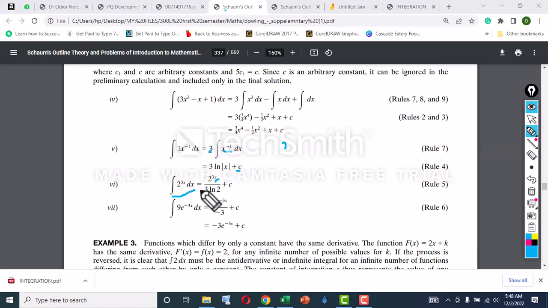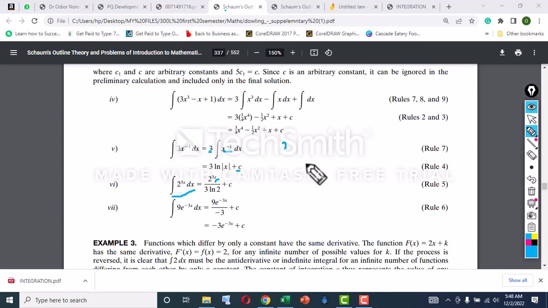Then you bring your 3 down here, then ln 2. Then you add your c. As simple as that. And last but not the least, you have 9e raised power minus 3x. That's also part of the rules of integration. Check above, we are going to see the rules again. I'll try and attach this particular slide that I just used.